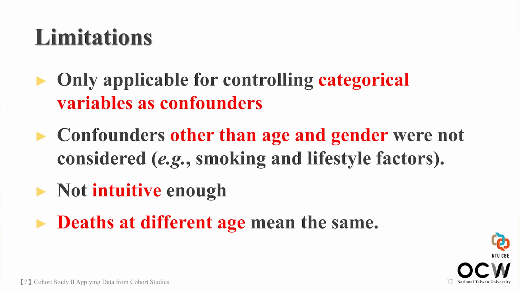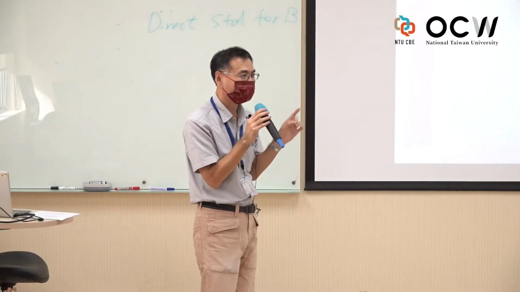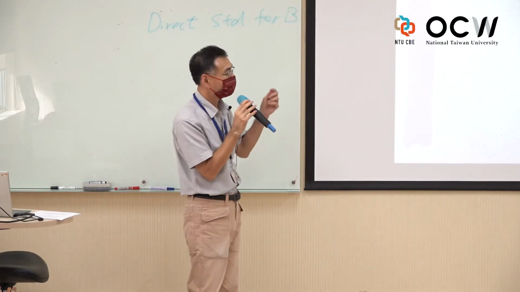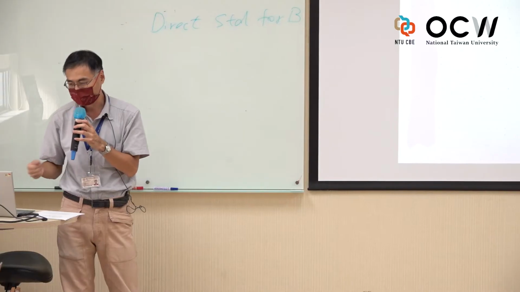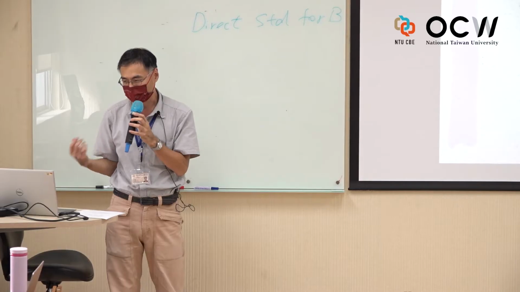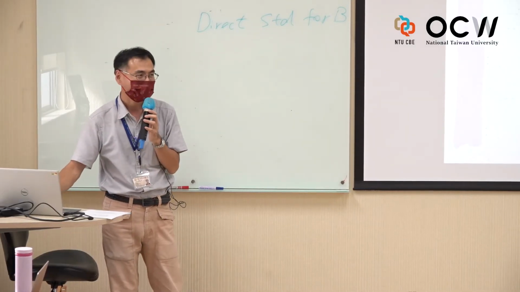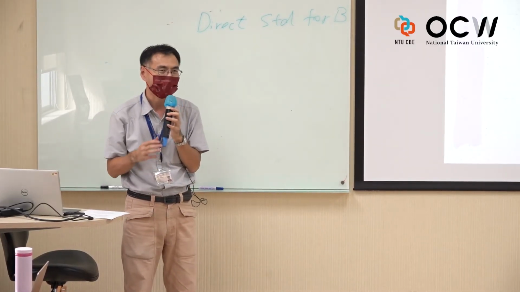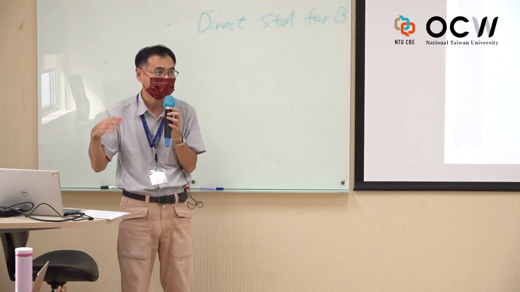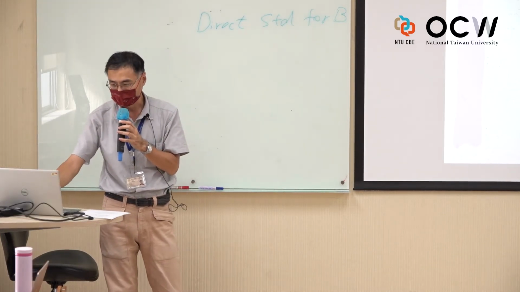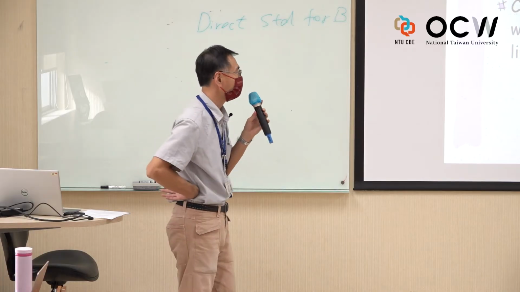The first one is that no matter for direct standardization or indirect standardization, they are only applicable for controlling categorical variables as confounders. So if it's a continuous variable, we need to use some other methods called modeling. Okay? But if you want to do it with bare hands or calculators, then it has to be a categorical variable. So in other words, we might need to categorize the age, which is a continuous variable, into groups before we could perform any kind of direct or indirect standardization.